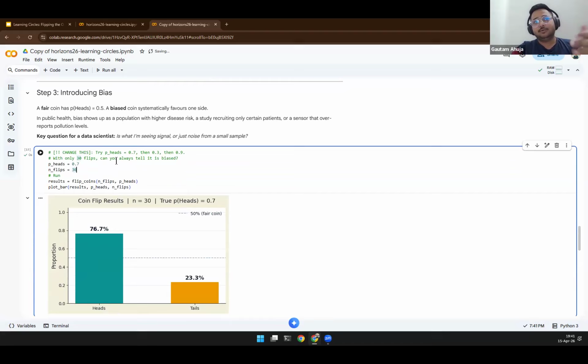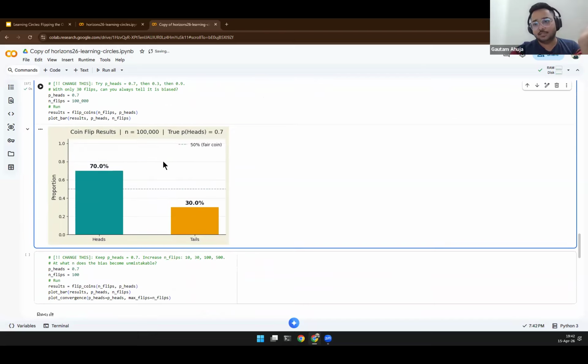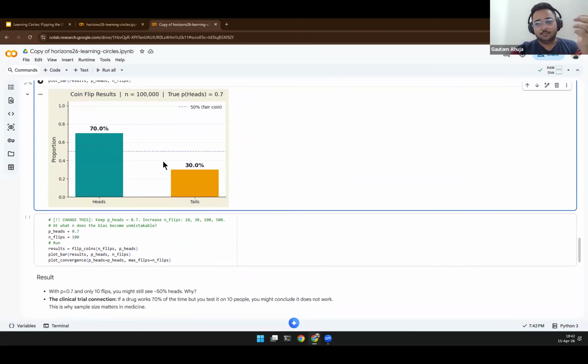If we do a flip of 30 times, we can see that we start off with heads around 76 and tails around 23. As we increase the number of flips, we can see a similar pattern where one bar is coming down, another is going up, and it's getting closer and closer to the original 0.7 for heads and 0.3 for tails. Around 10,000, we are pretty close, 70.1 and 29.9. And similarly, around 100,000, we can see we have reached the point where the bias is being reflected here.